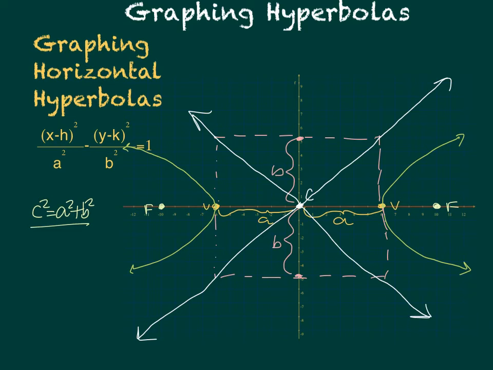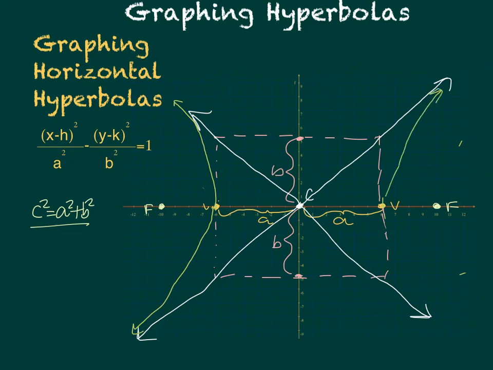What that essentially means is that our graph, instead of curving like that, would be a little bit flatter, and it's going to curve out to near but not actually touching our asymptotes. So that's what our graph would actually look like. Horizontal hyperbola.